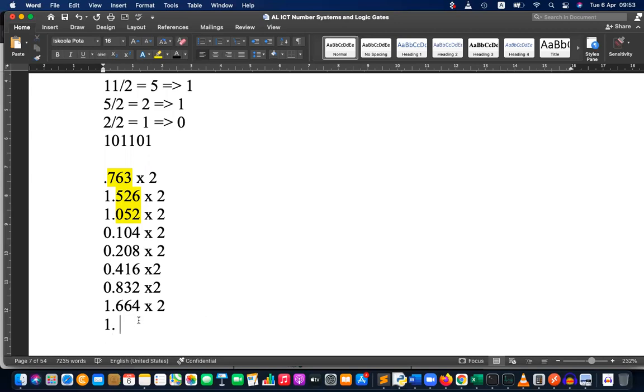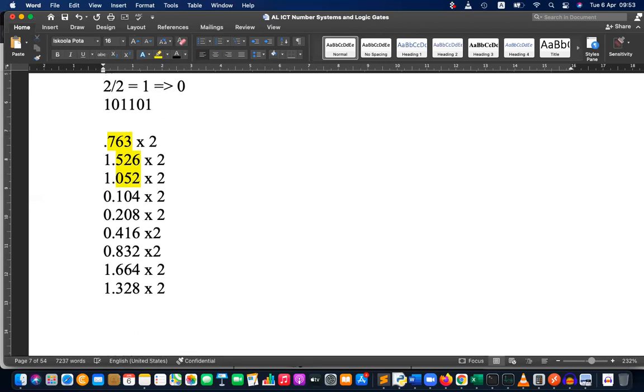1.664 into 2, then 1.328. So it's not going to end. You can see there's no pattern and it's not going to end even. Okay, it's not going to end, so let's stop from here. It seems it's not going to end.